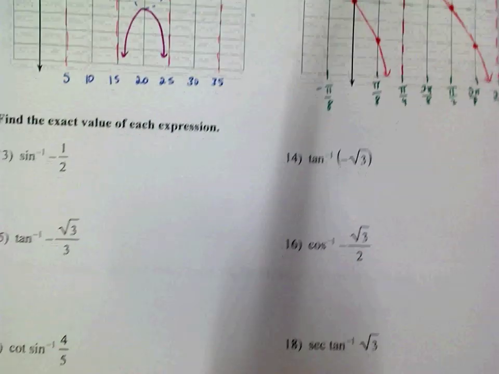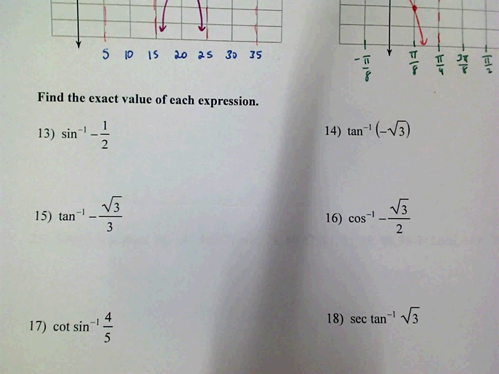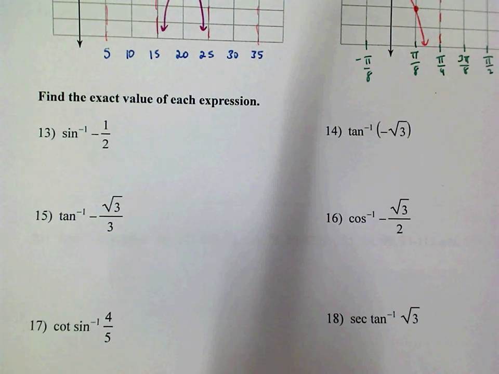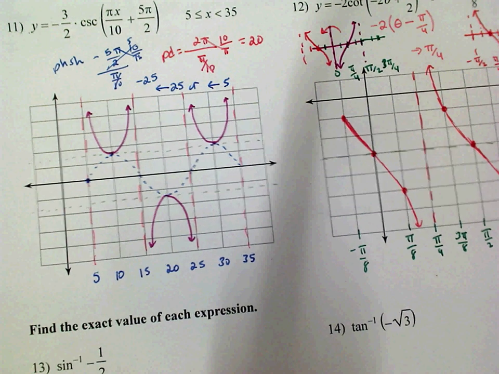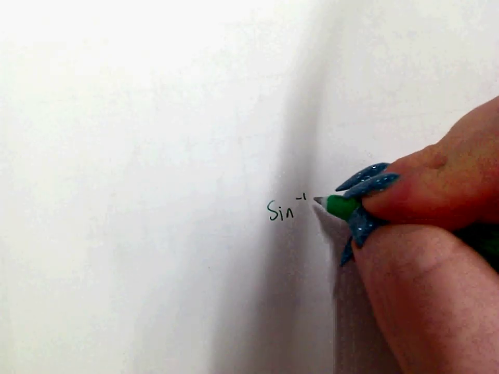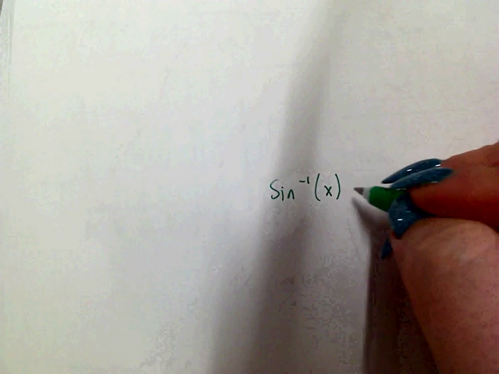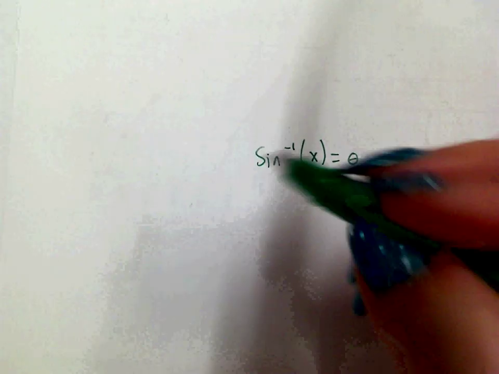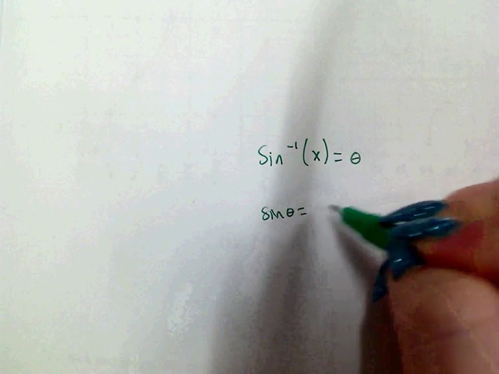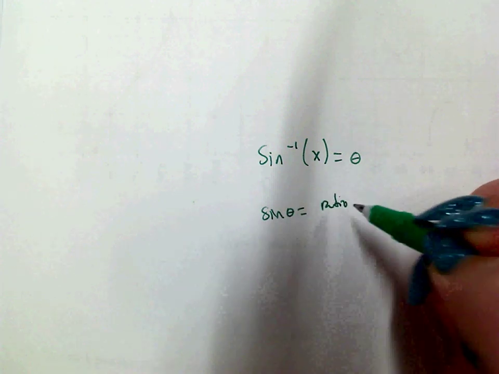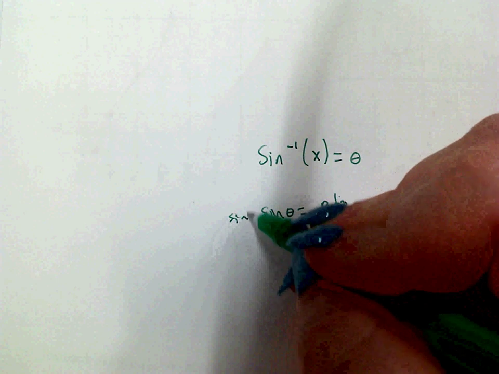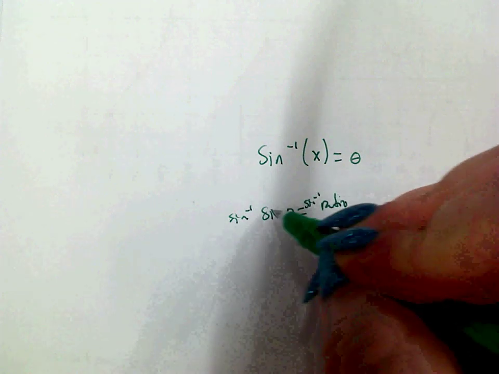Okay, so let's talk about this one, or the inverses anyway. When we have these trig inverse problems, just remember, little reminder, sine inverse always equals an angle, okay? Because it's like sine of an angle equals a ratio. So if you take sine inverse of both sides, then it's theta equals sine inverse of the ratio.